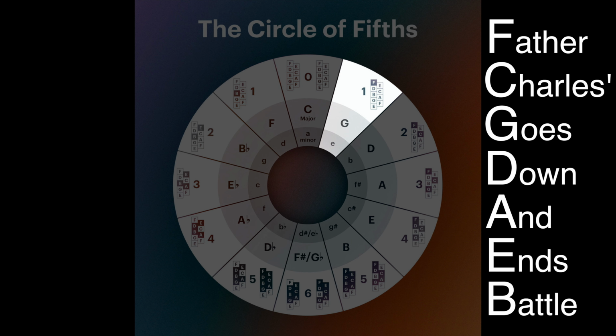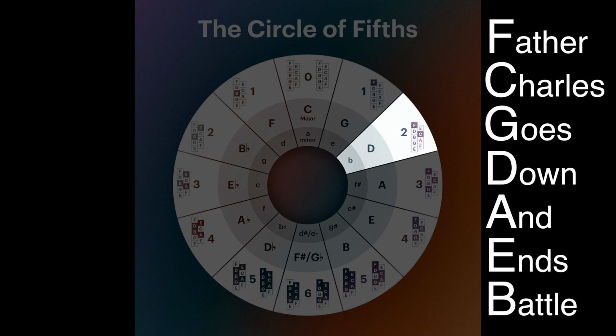If it is on the sharp side, then we follow this phrase through from the beginning. So we have Father Charles goes down and ends battle. Well, the very first note within this phrase is our F, right, for father. Well, that means on the sharp side of the circle of fifths that our first note that gets sharpened is an F. So Father, F, is going to be our 1 sharp in the key of G. If we go to the key of D, now we have 2 sharps. So F is still going to be one of them, but now our next note is going to be C because we have Father Charles. So the C is going to be our next sharp.